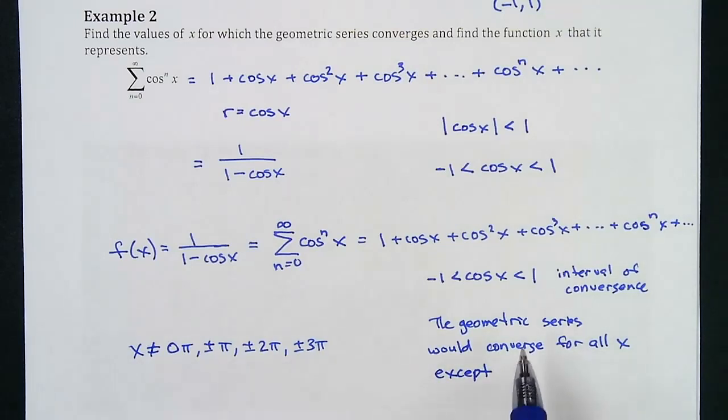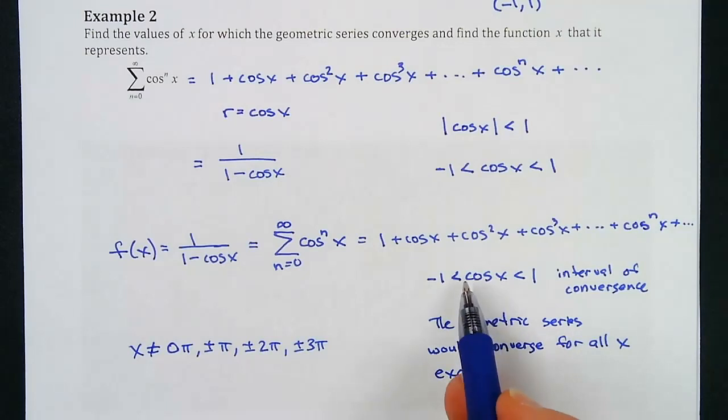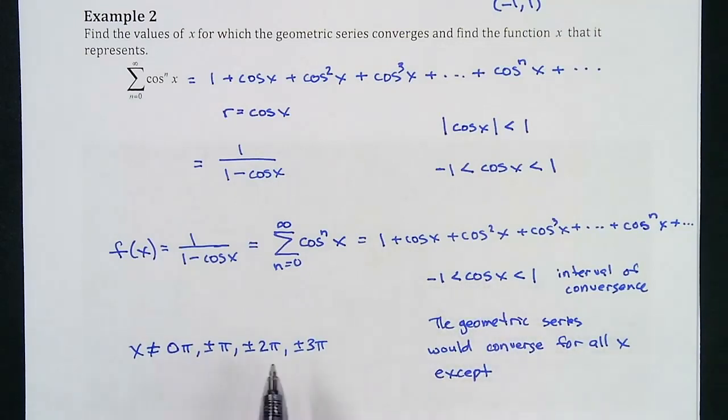So really this means, because cosine x is pretty much always between -1 and 1, except for at these specific ones, we're going to say this geometric series would converge for all x, except x equals k times pi, where k is an integer. So these are all integer values.